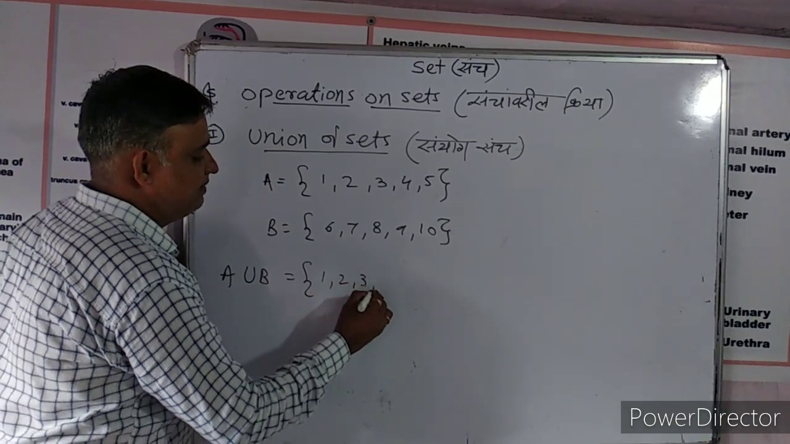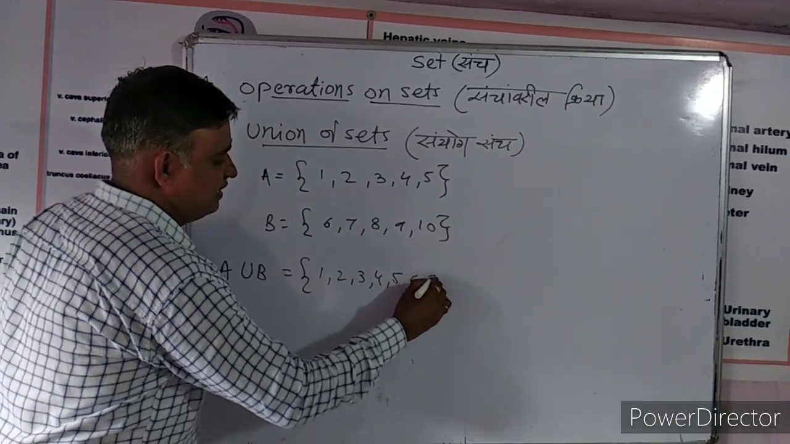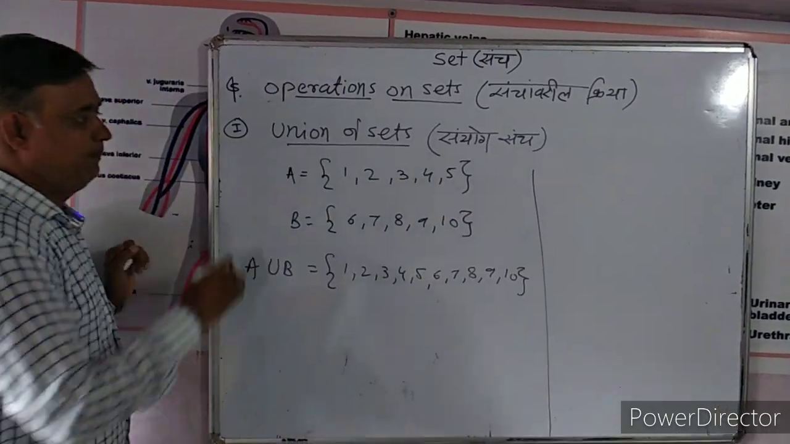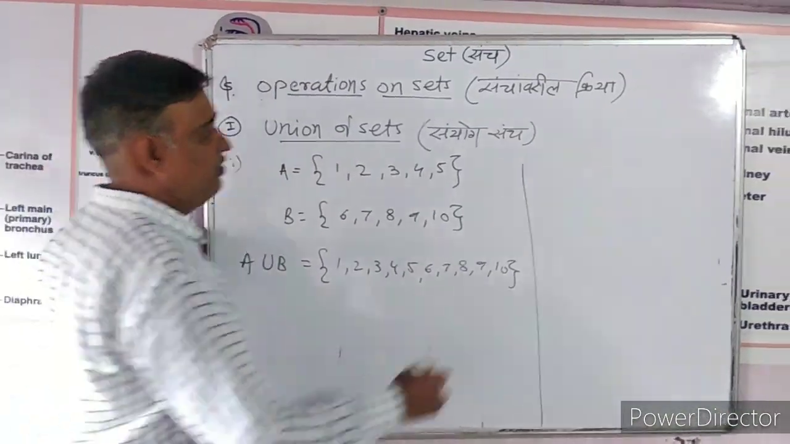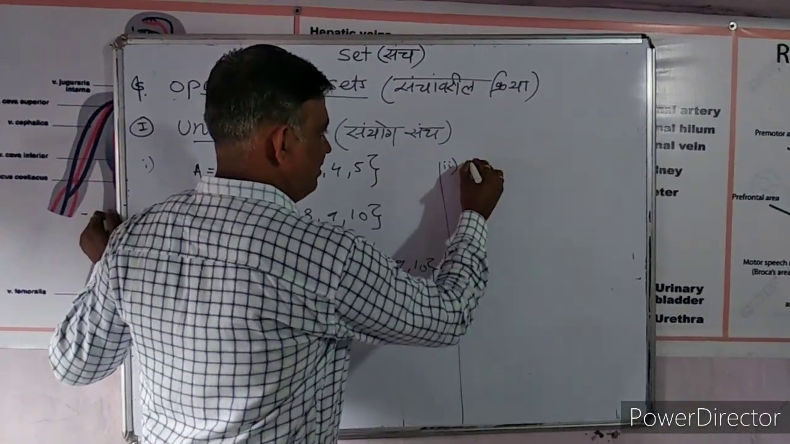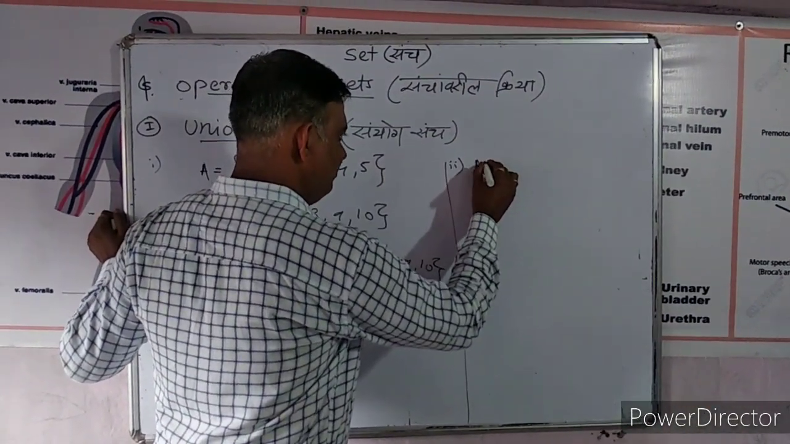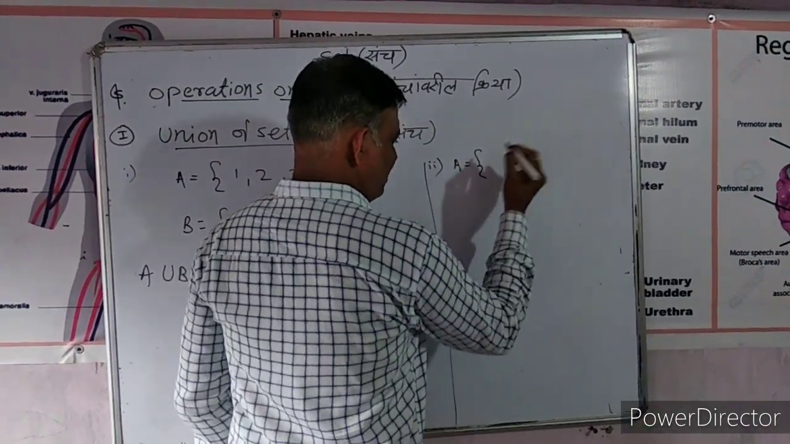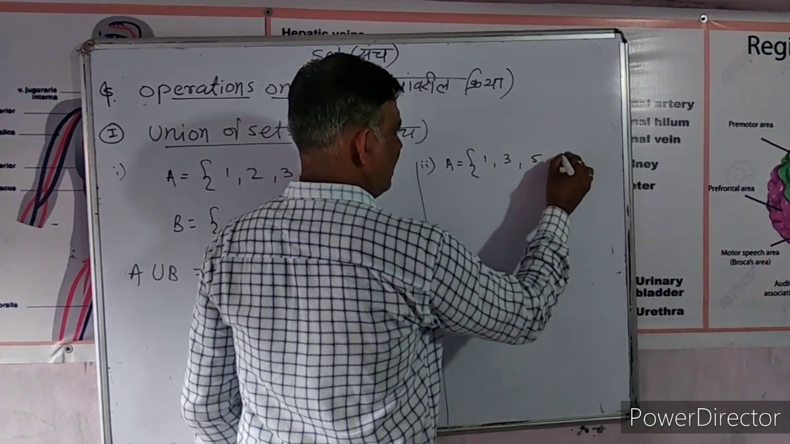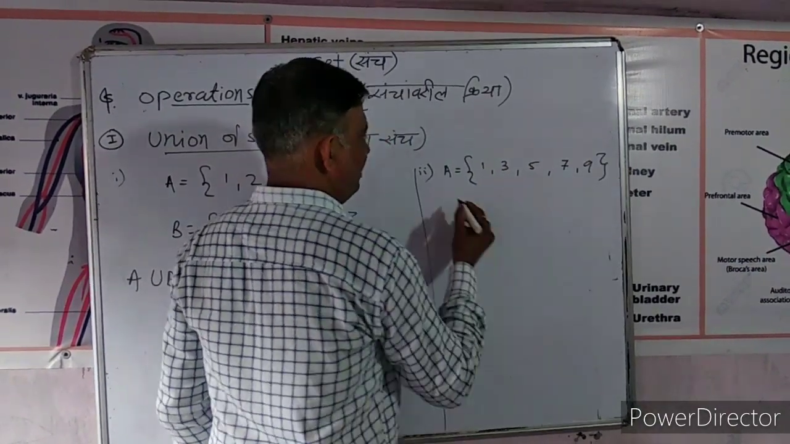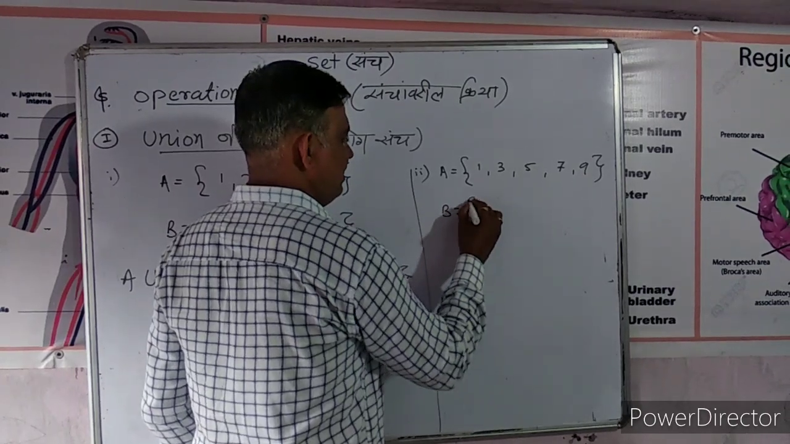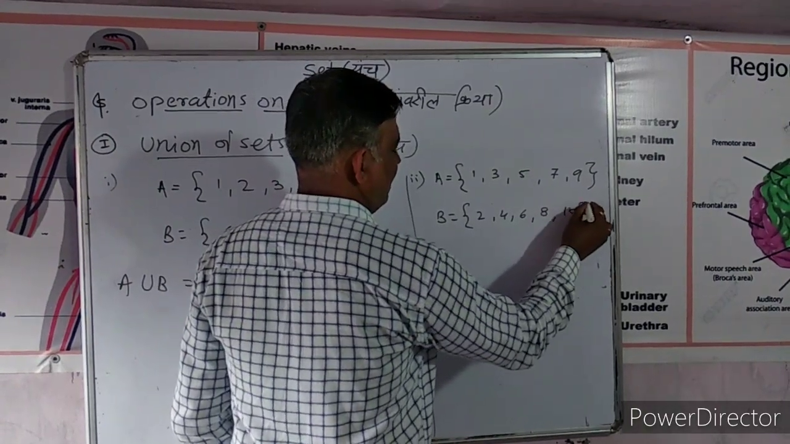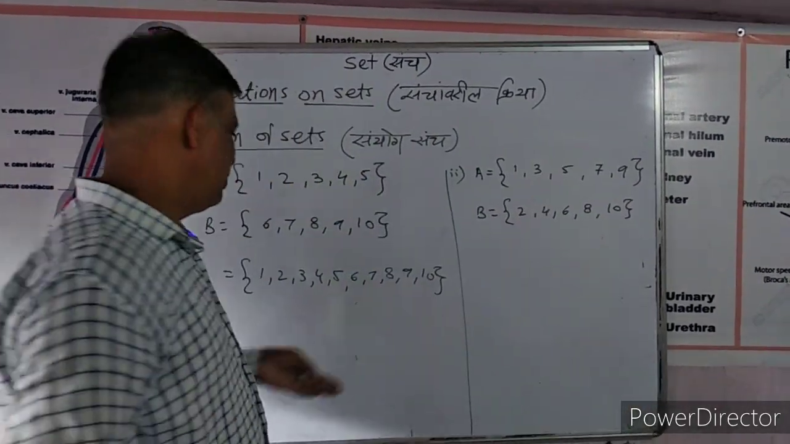We have to write all the elements of either set. This is the first example of union of sets. Now the second example: again we take A is equal to, suppose, {1, 3, 5, 7, 9}, odd natural numbers, and B is equal to {2, 4, 6, 8, 10}. Then it becomes 1 to 10.